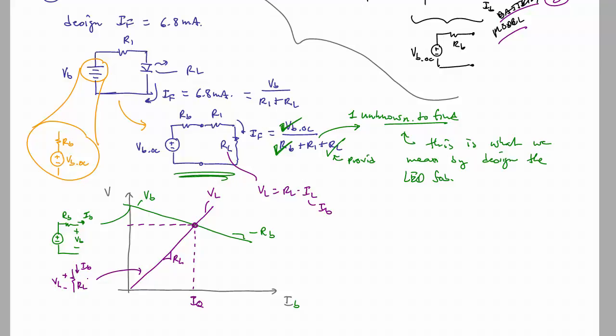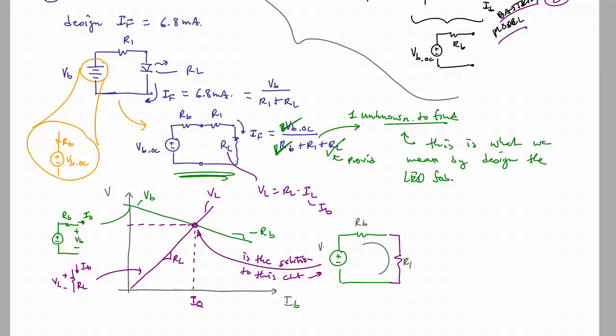Well, how would that happen? Physically, we have these two networks, if you will. That intersection point corresponds to when these two circuits are actually connected together. So this intersection here corresponds to the solution. This intersection is the solution to this circuit right here. Let me show it to you another way. If we started out with this circuit here, we had RB, R1, and VB open circuit. Call this I.